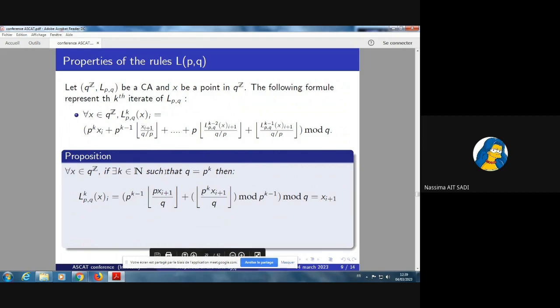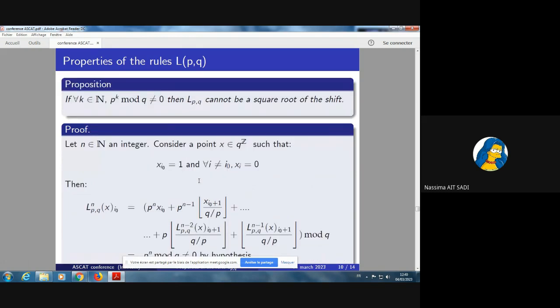By this equality, the k-th iterate of LPQ at position i is equal to x_{i+k}, which proves that the rules LPQ are roots of the Bernoulli shift when Q is a pure power of P. And as they are roots of the Bernoulli shift when Q is a pure power of P, then they are mixing.